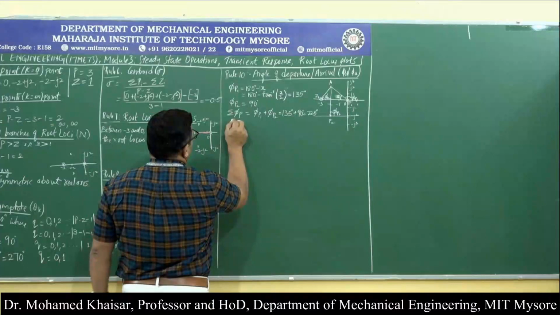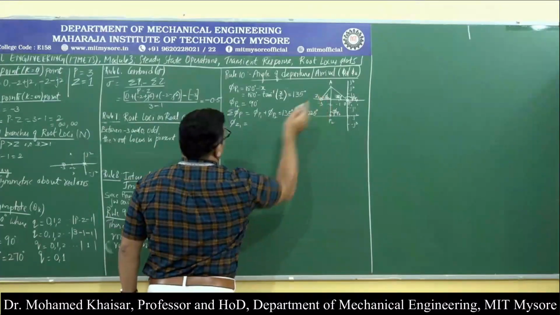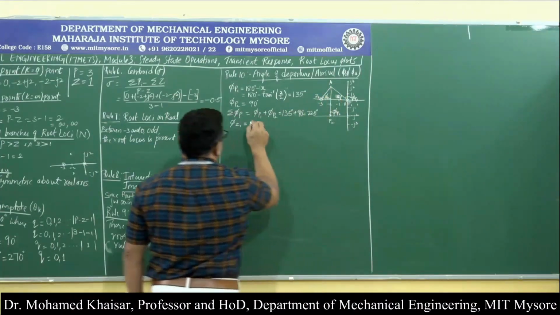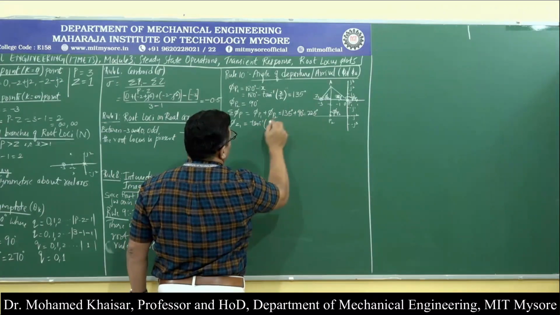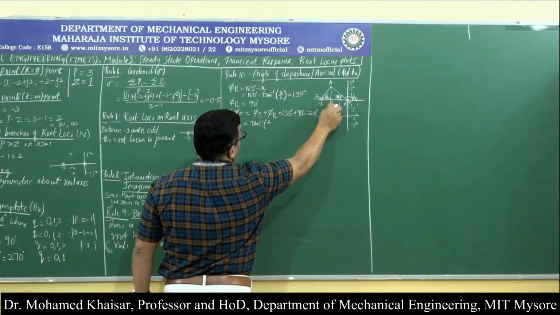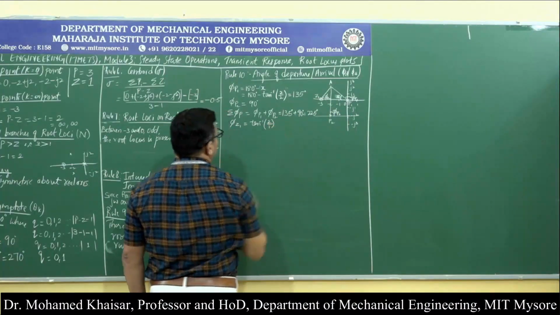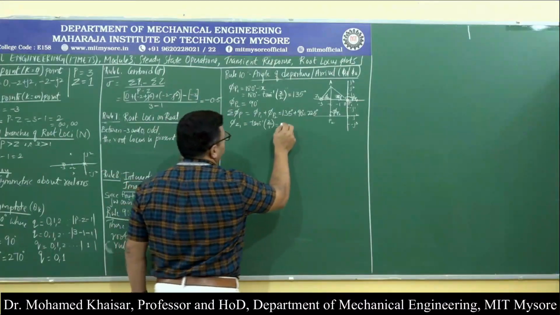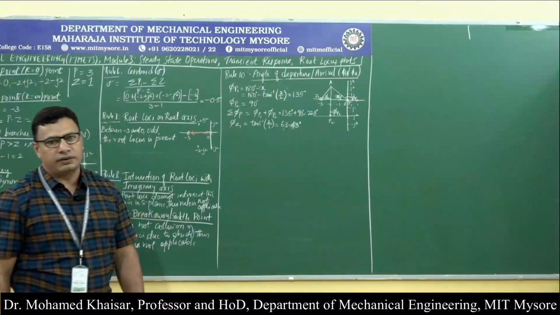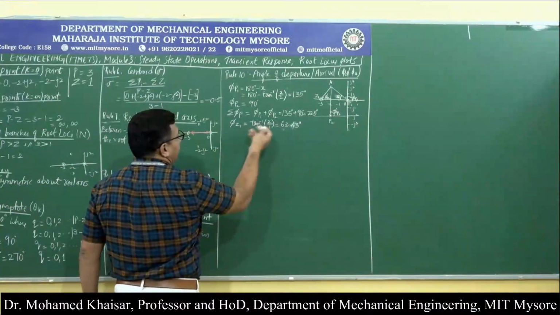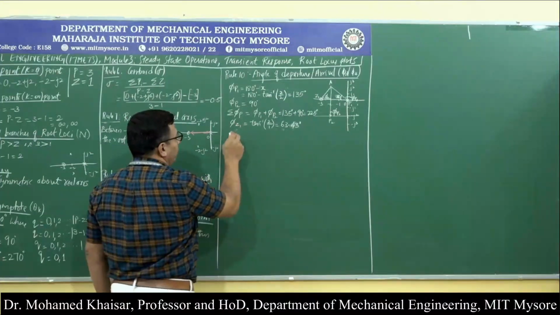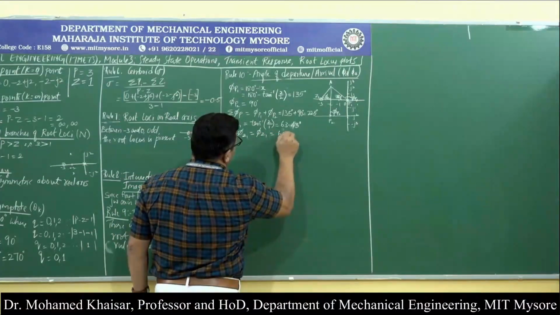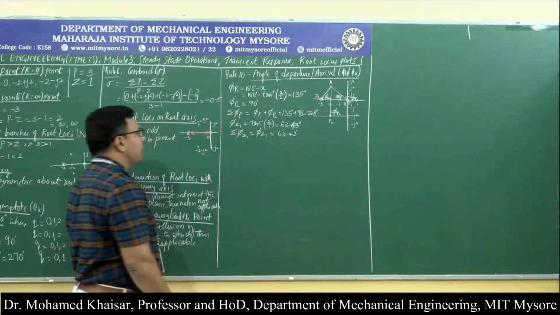Then phi z1 is given by, see this angle, how much can it be? Opposite side by adjacent side: tan inverse of opposite side, which is 2, and adjacent side is from -2 to -3, so it will be only 1. Tan inverse of 2 is 63.43 degrees. Since there is only one zero, the summation of phi z is also equal to phi z1, that is 63.43 degrees.